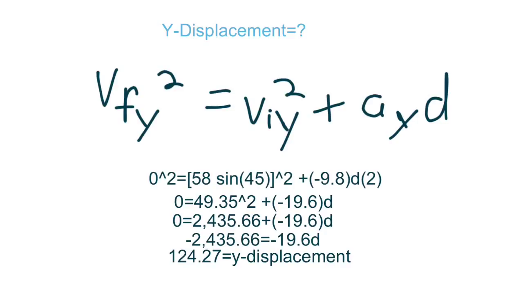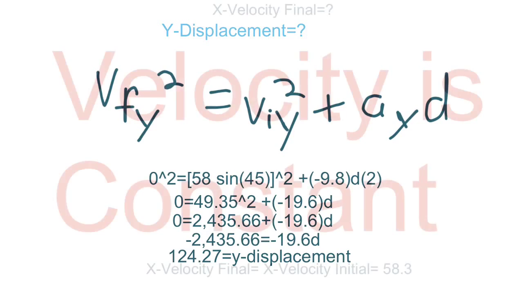After you solve all the math, you find out that the y displacement is 124.27. That's how high the ball went halfway through. So that's the farthest point in the air that the ball got. It was 124.27 feet in the air.